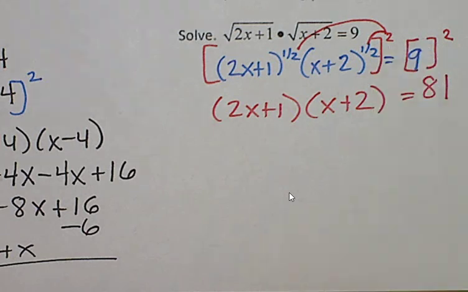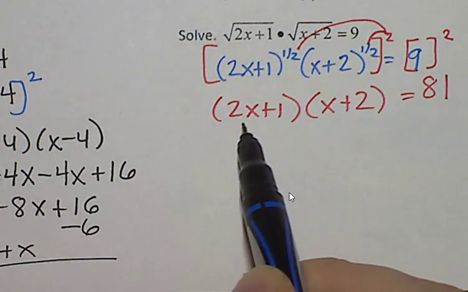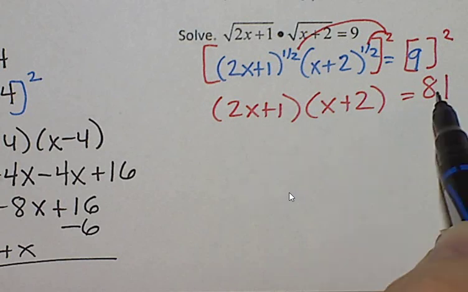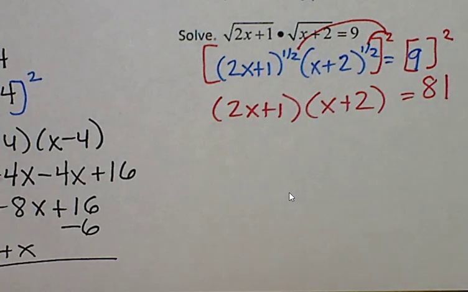Okay, you ready? Here's what I want you to do. Stop for a second, please. I want you to FOIL and combine like terms. Move the 81 over to the opposite side, and then we'll talk. Ready? Go. With your partner.